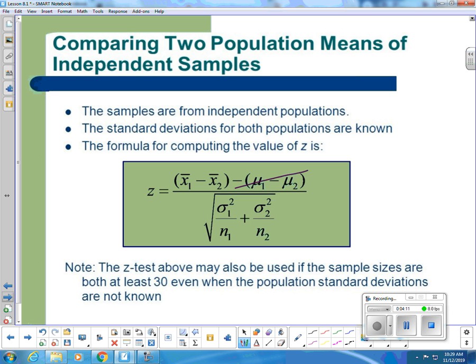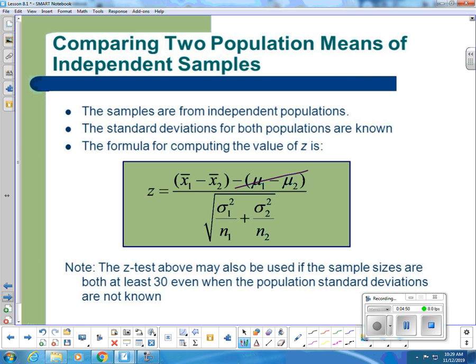That's your hypothesis. Okay, so you're going to take the 2 means of your samples and subtract them, and then divide by the square root of the first standard deviation squared over your first sample size, plus the second standard deviation squared over the second sample size. Right? Easy breezy.